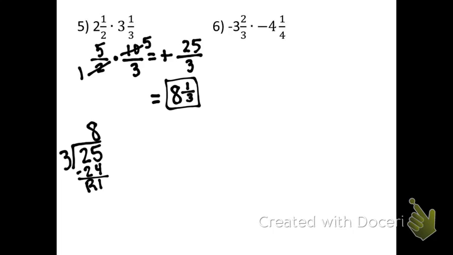Here we go. Improper fraction. 3 times 3 is 9, plus 2 is 11. Over 3, keep the negative sign. Multiply. 4 times 4 is 16, plus 1 is 17. Bring down the negative sign, over 4. Now we have a negative times a negative, which is going to be positive.